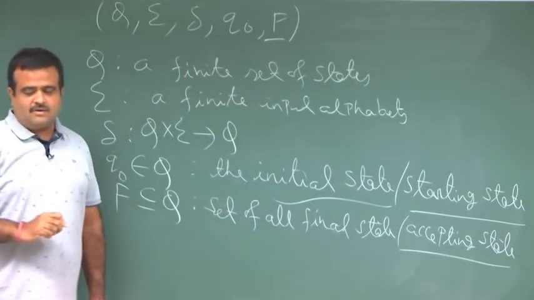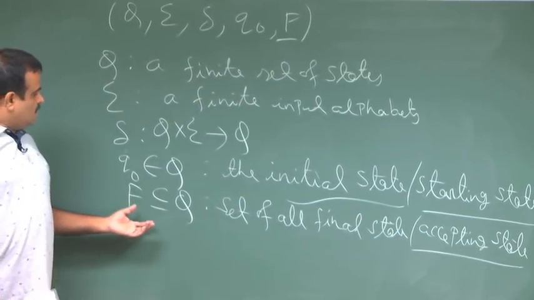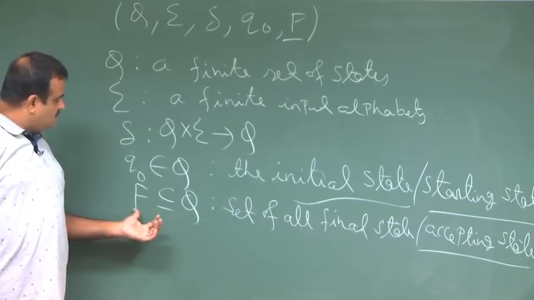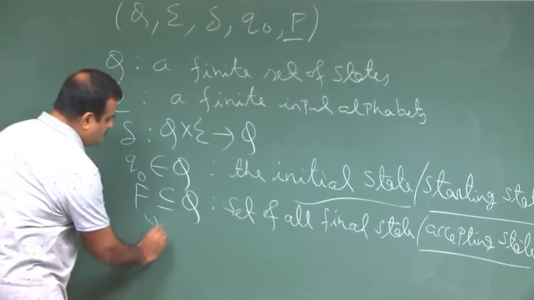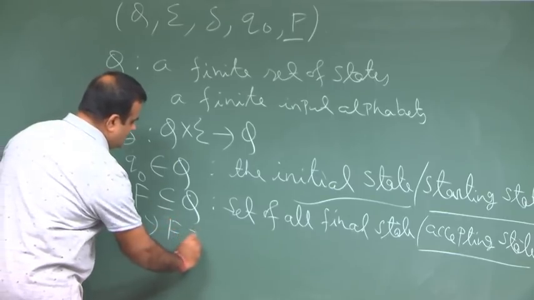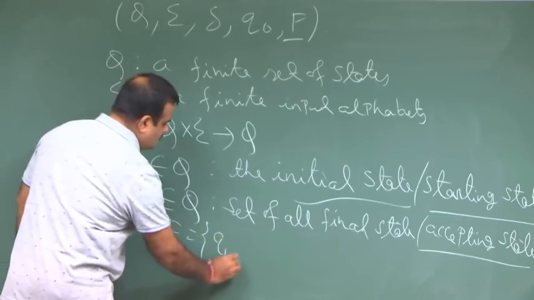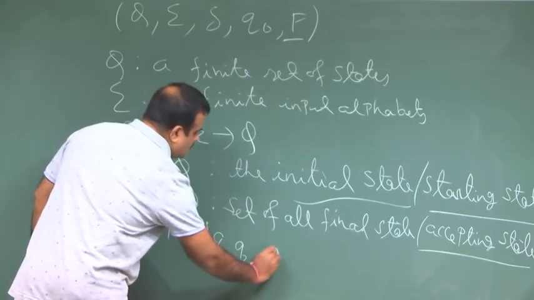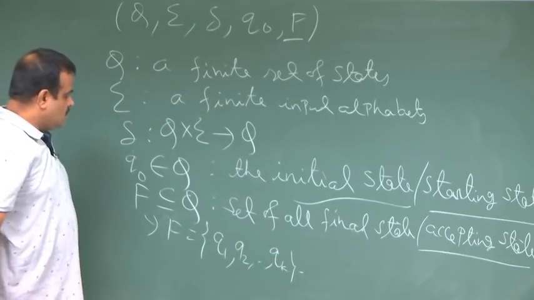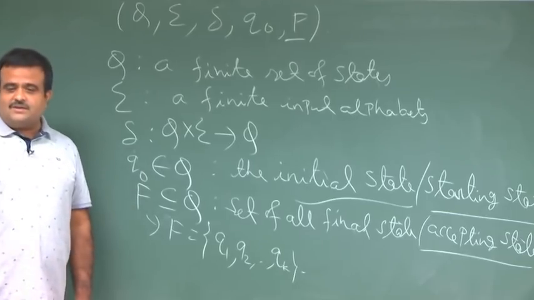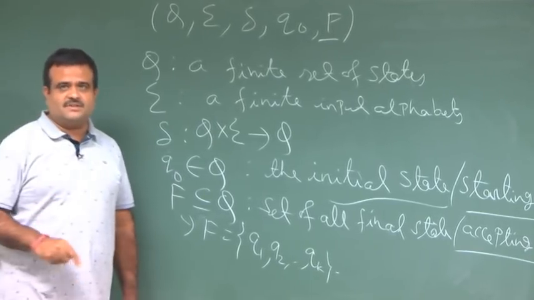Set of all final states or accepting states. So, this could be one also, this could be one. F consists of some states, say F is nothing but some q1, q2, ..., qk. It could be only qk or q1. So, F consists of some states, which are defined to be accepted states.